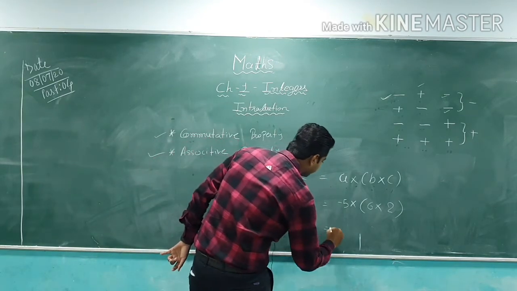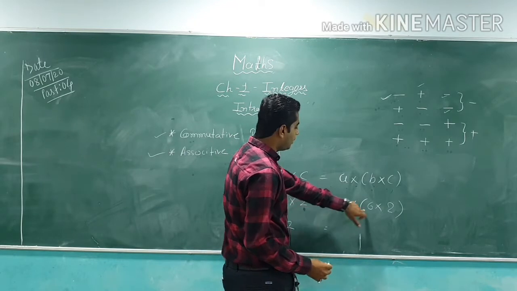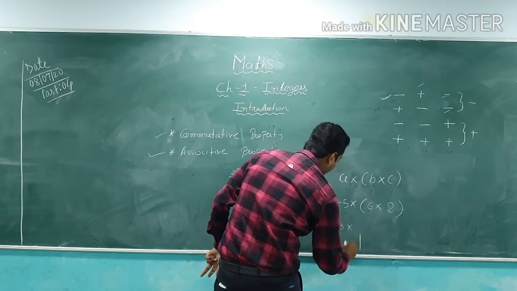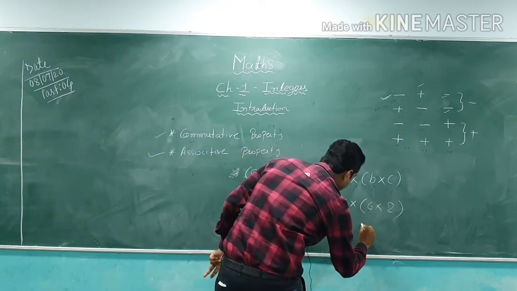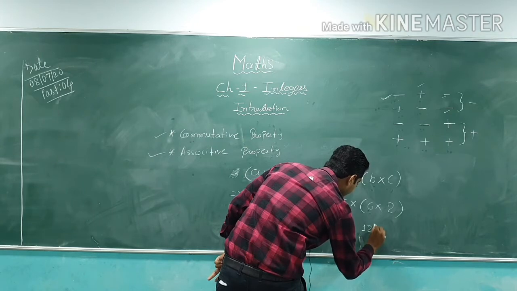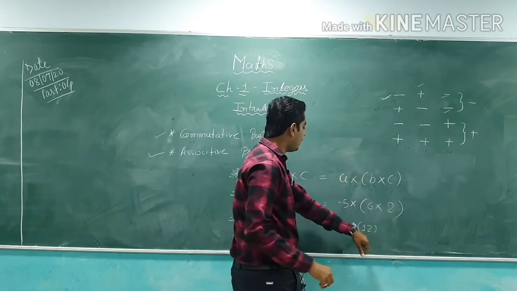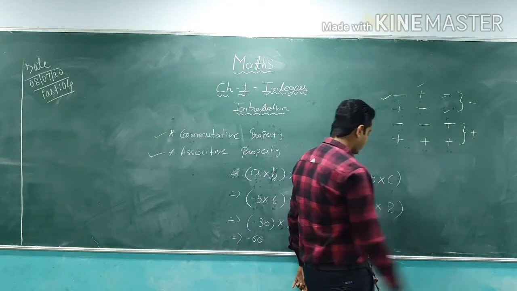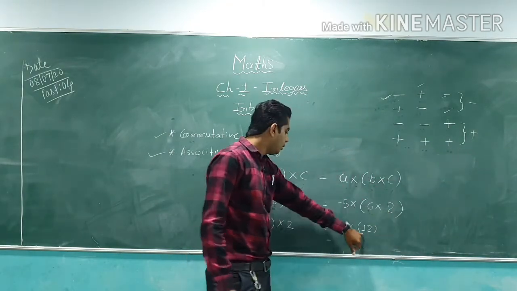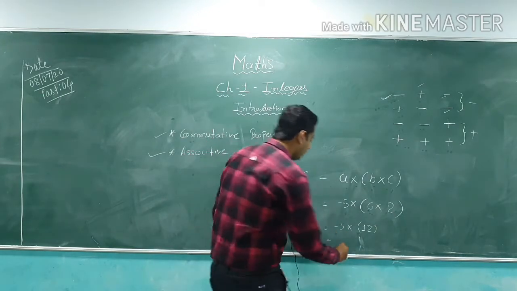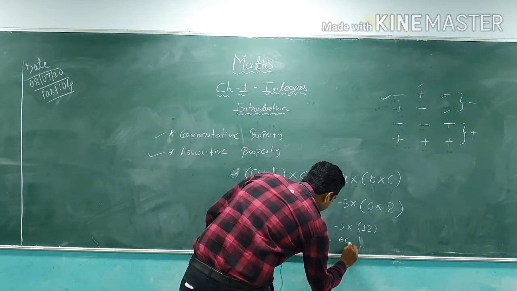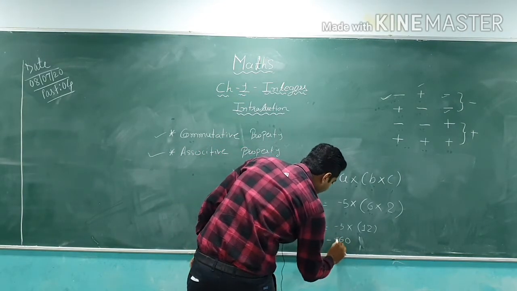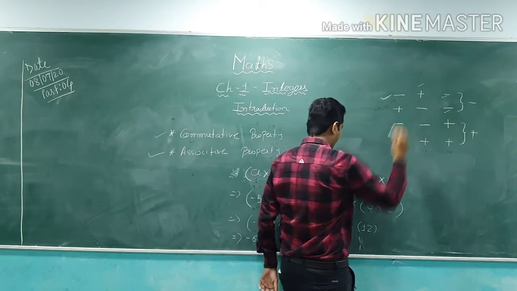Same on the other side, minus 5 in the bracket 6 multiply 2, so minus 5 multiply 6 2s are 12, and both are positive, so we will write positive 12. Why positive 12? Because positive positive positive, that's why 6 2s are 12. Now 12 5s are 60, but minus is there. Why minus? Because minus plus minus, that's why.